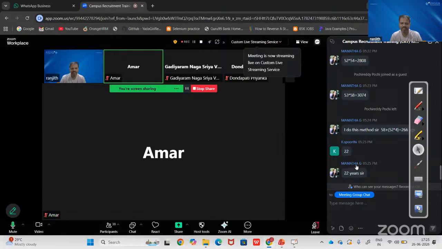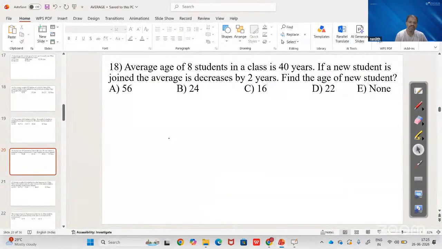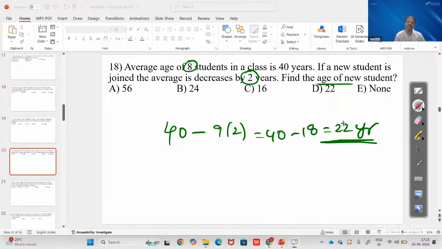What is the answer? 22. Yes, 22 is the answer. So the total will be equal to 40 years. So 8 students plus extra 1 will be equal to 9. When a new student is joined, the average decreases by 2 years. That is 2. So 40 minus 18, equal to 22 years. So the answer will be equal to 22 years.